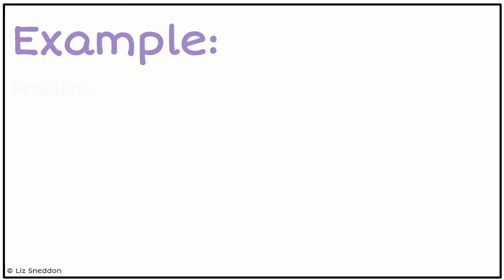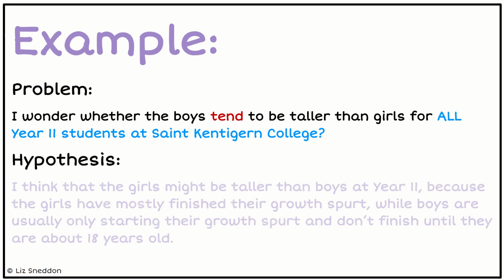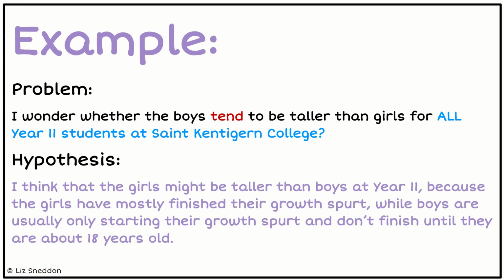So, in this example, if my problem was I wonder whether the boys tend to be taller than the girls, my hypothesis is going to be that I think the girls might be taller than the boys at Year 11, because girls have mostly finished their growth spurt, and the boys are usually only starting their growth spurt, and they don't usually finish it until they're about 18 years old. So at Year 11, I think maybe the girls might be a bit taller.